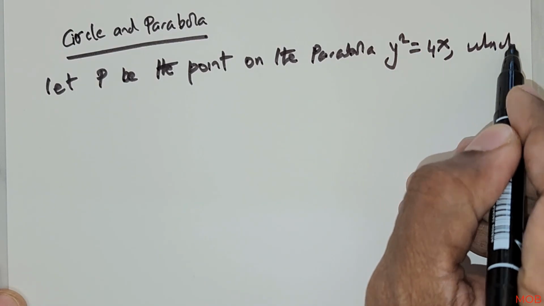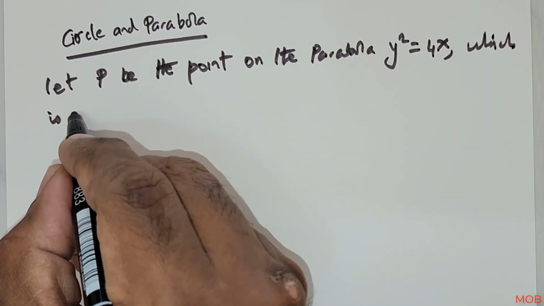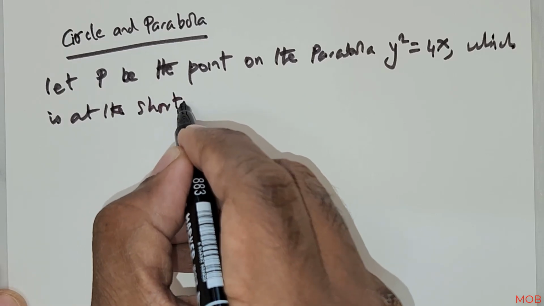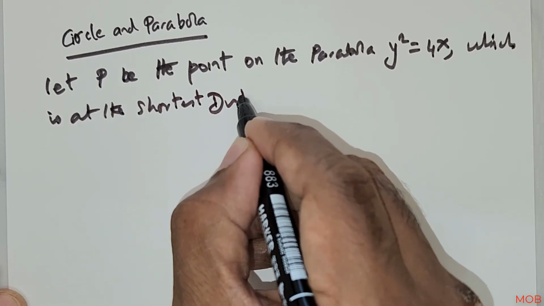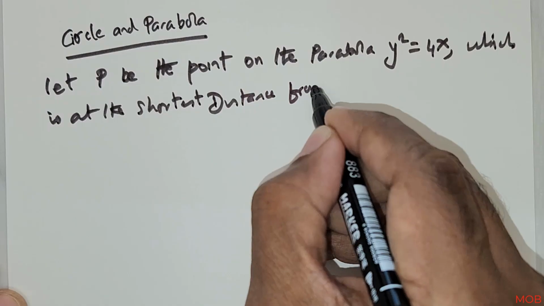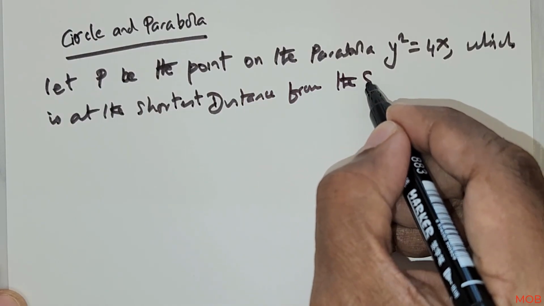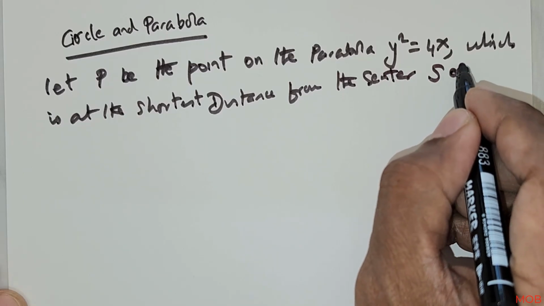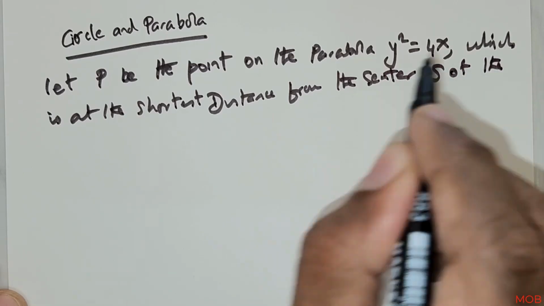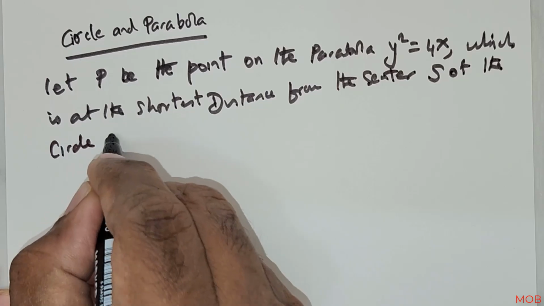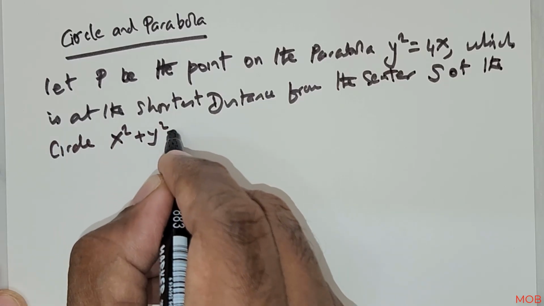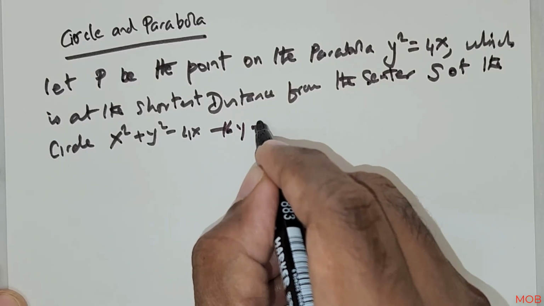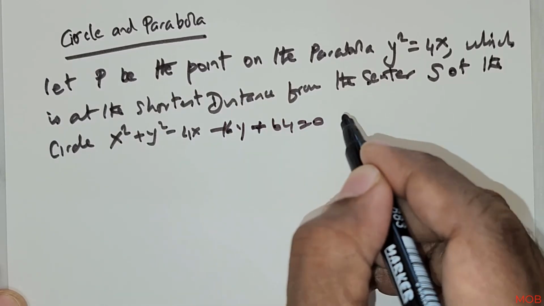which is at the shortest distance from the center S of the circle x squared plus y squared minus 4x minus 16y plus 64 is equal to 0.